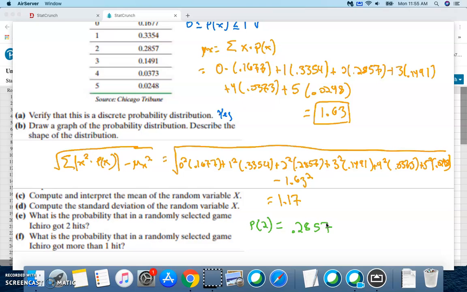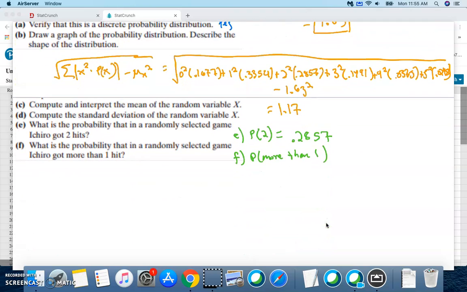Okay, part F, so this was E. Part F, what's the probability that in a randomly selected game, Ichiro got more than 1 hit? So the probability of more than 1. There are 2 ways we could do this. More than 1 is 2, 3, 4, or 5. So we could add up the probabilities of 2, 3, 4, and 5. Or we could use the complement, which is 1 minus the probability of getting 0 or 1 hit. And this would require fewer calculations.